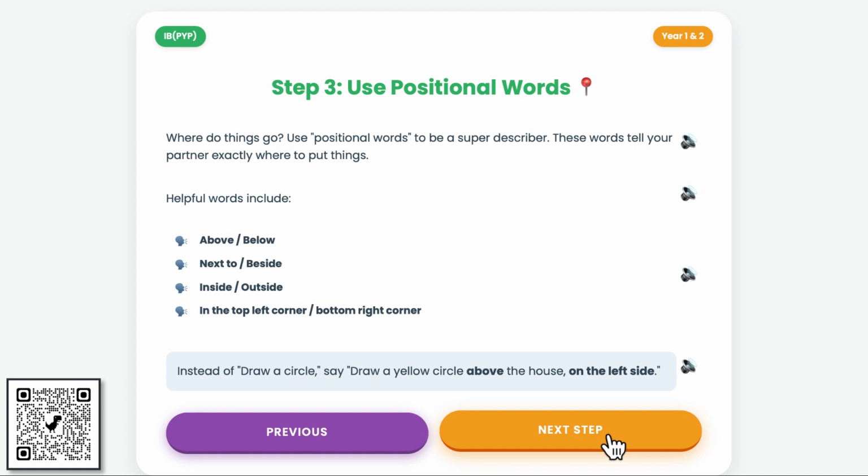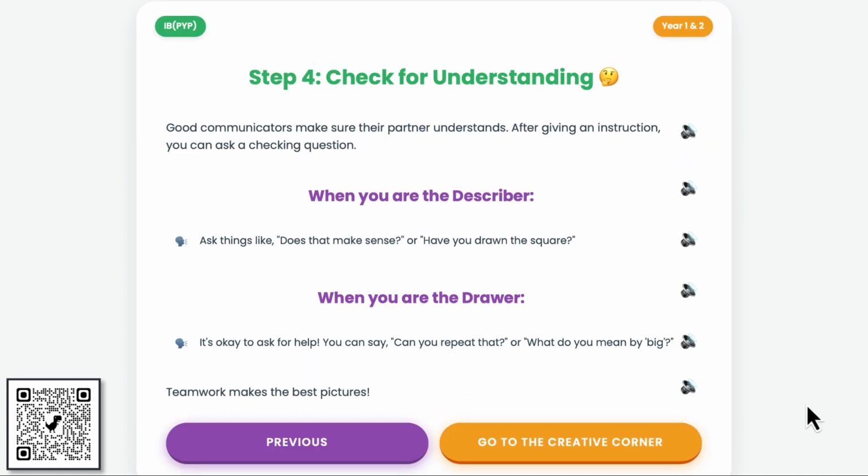What is the core activity in the creative corner? This is where the AI really shines, right?